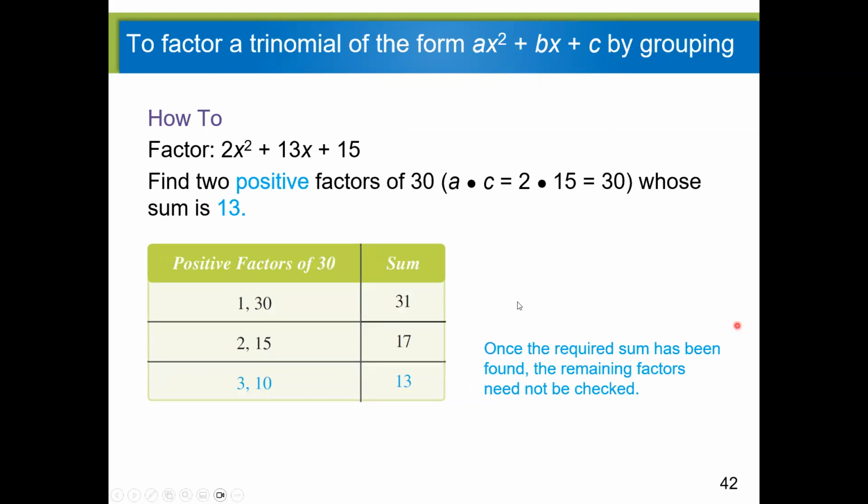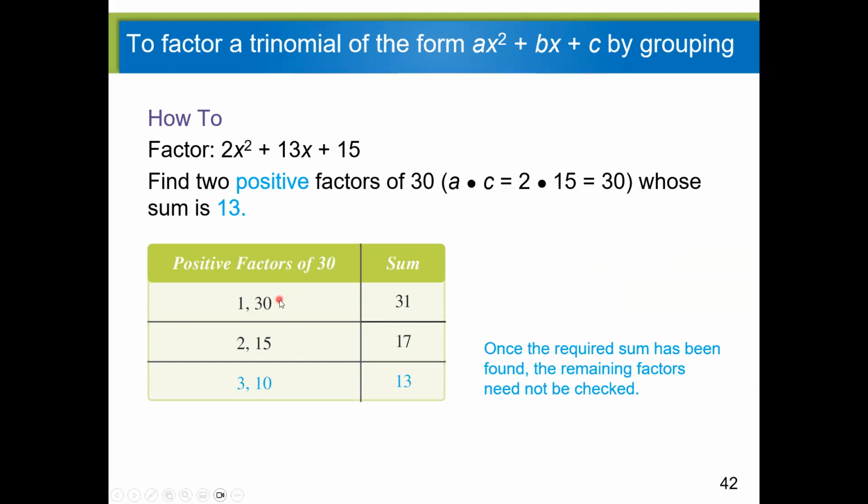What do I mean by that? Well, for the equation 2x squared plus 13x plus 5, we can find two positive factors of 30 whose sum is 13. So I take a and c, 2 and 5, and multiply them together to get 10, and then ask what factors of 10 add to form the middle one, which is 13.